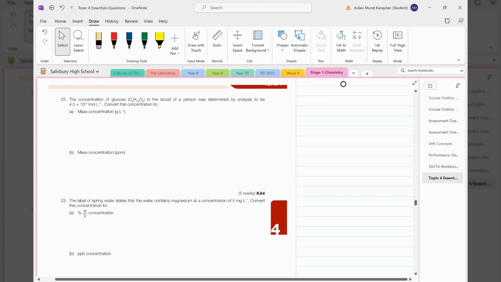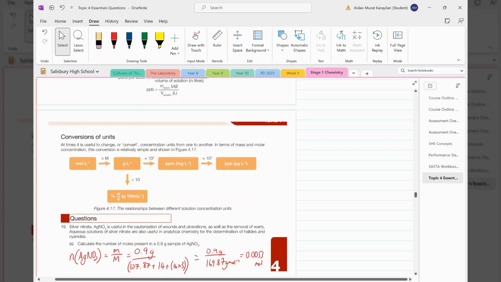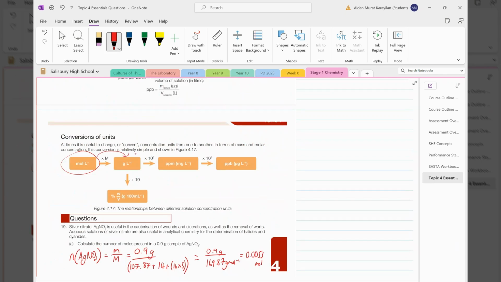They're asking us the concentration of glucose in the blood of a person. They're telling us the concentration of glucose in the blood of a person was determined by analysis to be 4.5 times 10 to the minus 3 moles per liter, and they want us to convert this into different values. So if we know we have moles per liter, which is, if we scroll up, this will be over here, and we need to get across to here, and I believe to ppm as well, if I read the question properly. So times by molar mass first, and then times by 1,000 to get to ppm.